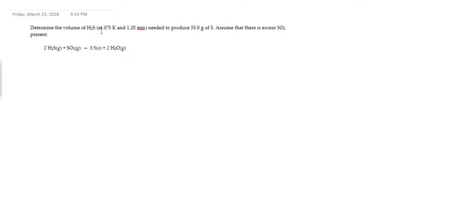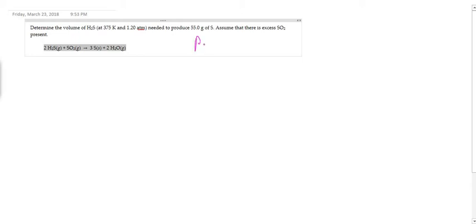Alright, so I can see I'm probably going to have to use, since I have a volume here, and I've been given some temperature and a pressure, my universal gas law. So just so we remember what that is exactly: pressure times volume equals the number of moles times the universal gas constant times the temperature. Volume has to be in liters, pressure has to be in atmospheres, temperature has to be in degrees Kelvin.